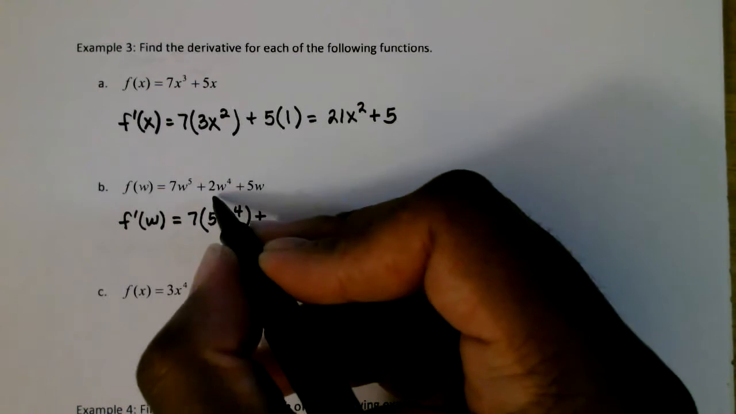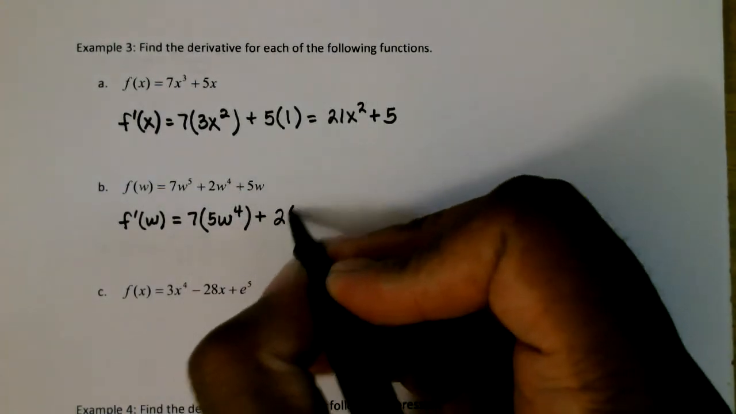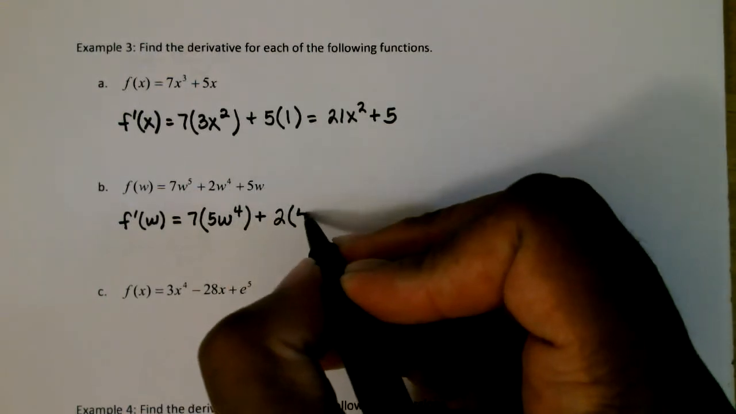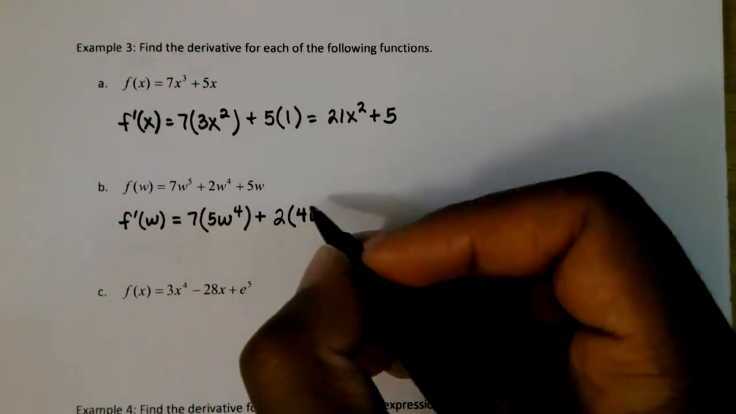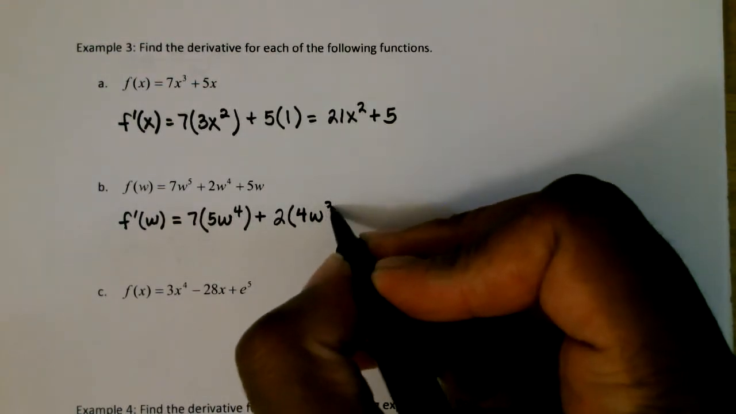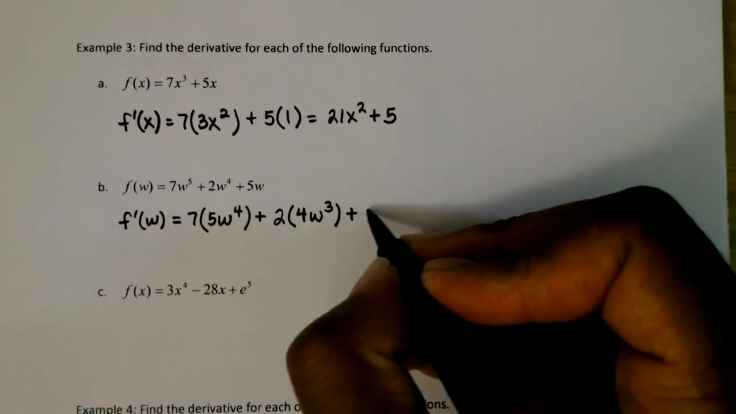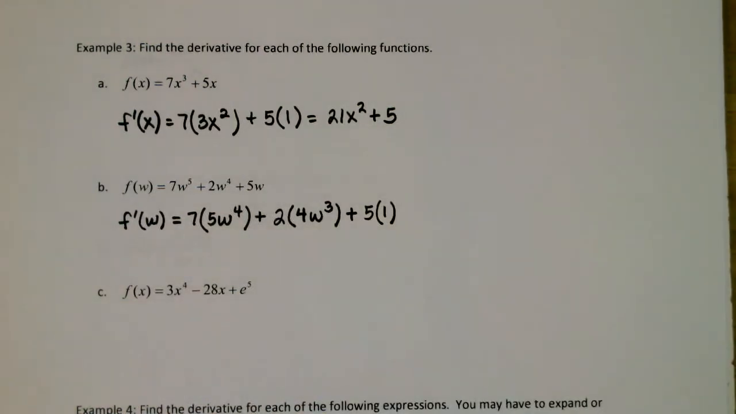And then plus, for the derivative of 2w to the 4th, bring down the 2. The derivative of w to the 4th will be this. Bring down the 4. Copy over the w, subtract 1 from 4. That will be 3. And then bring down the 5. The derivative of w is just going to be 1, because it's w to the first power, so it's automatically going to be 1.